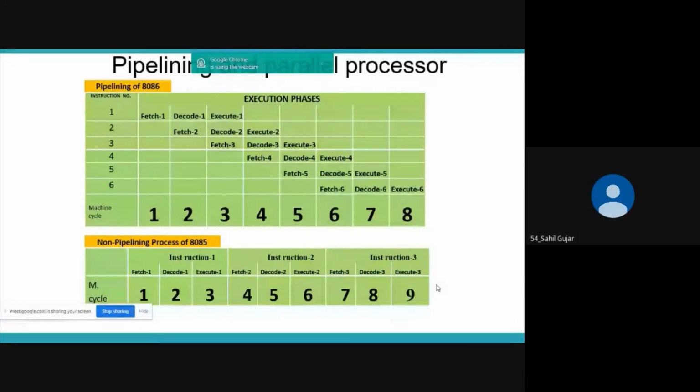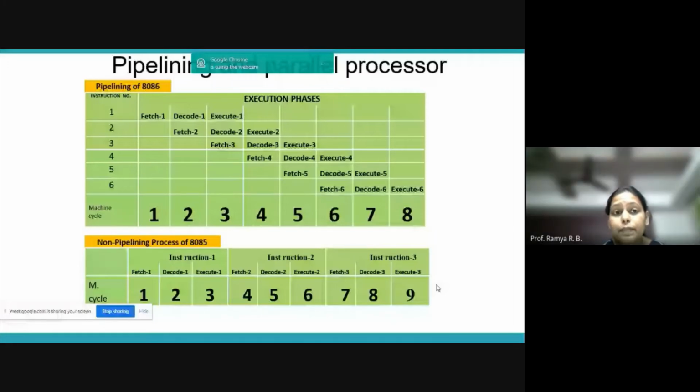9. 9 cycles. But समझो pipelining है, 8086 में pipelining है, तो pipelining है मतलब मुझे 3 instruction execute करने के लिए कितने clock cycles लगेगा? 5. देखो यहाँ पे 5th clock cycle में आपका 3rd instruction execute होके खत्म हो गया.